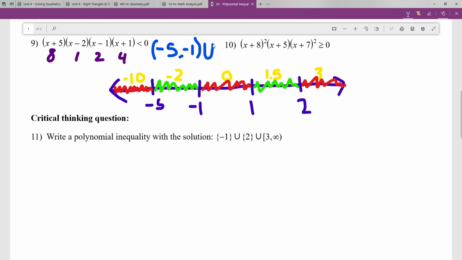We have a union because we have a break in the domain, and then we start right here again with 1, and we go up to 2. And these are the only 2 intervals that actually fulfill our problem. So this is how we would solve it.